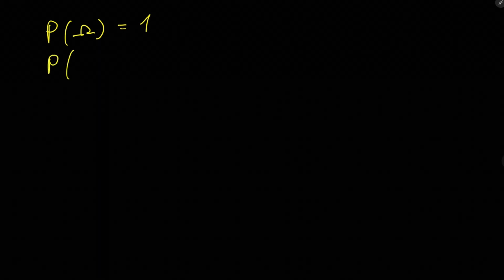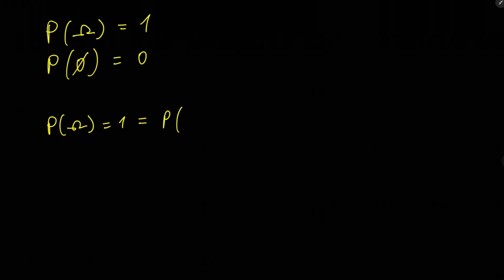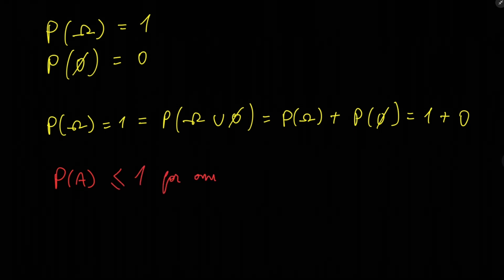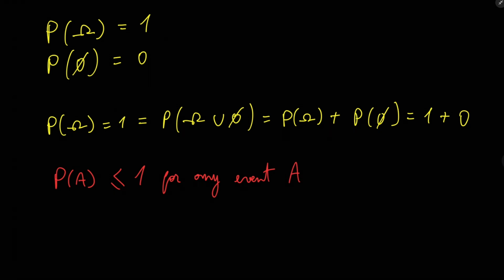On the other hand, the probability of the empty event is 0. So this implies that the probability of the sample space, which is 1, equals the probability of the union of the sample space with the empty event, which equals the probability of the sample space plus the probability of the empty event, which is just again 1 plus 0. Also, since the probability of the entire sample space equals 1, we know that P of A is less or equal than 1 for any event A.